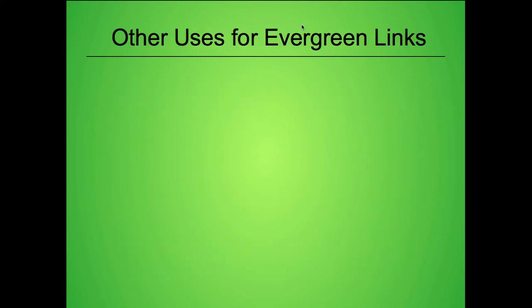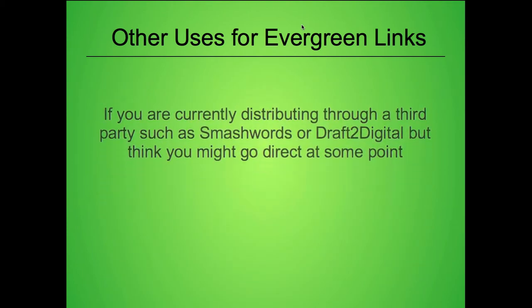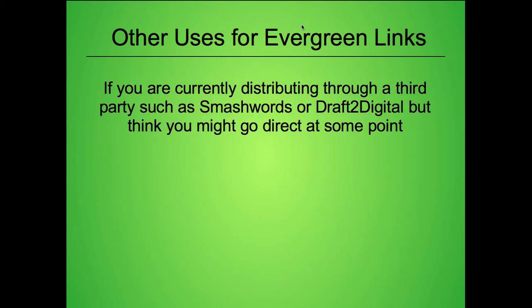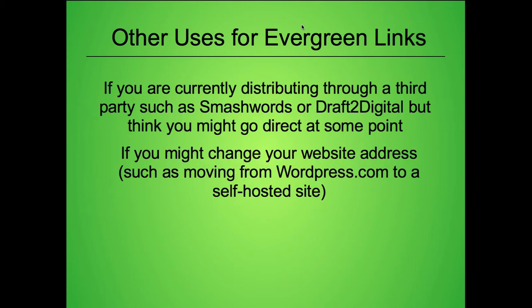So here are some other uses for evergreen links. If you are currently distributing through a third party, such as Smashwords or Draft2Digital, but think you might go direct at some point, you can create an evergreen link. That way, all you have to do when you start going direct to, let's say, iBooks, is update the URL in your evergreen dashboard. If you might change your website address, such as moving from WordPress.com to a self-hosted site, again, if you're using an evergreen link, it's easier to just go through your dashboard and make the necessary changes.